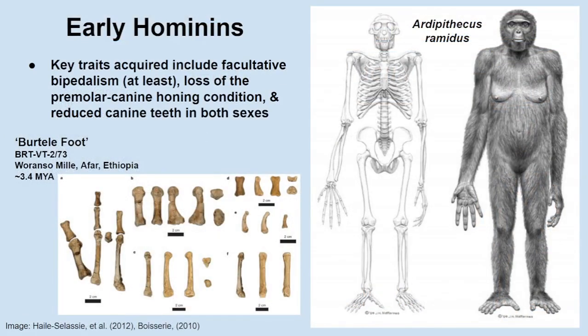Our common ancestor with Ardipithecus and the other early hominins would have been at least a facultative biped that could move easily on the ground and perhaps in trees on two legs, though not exclusively. It would also have lost the premolar canine honing complex, as well as the reduction in the size of the canine teeth in both sexes. Now, this so-called feminization of the canines is a key distinguishing feature between living apes and humans, where in species like chimpanzees, males have proportionally larger and longer canines than females.